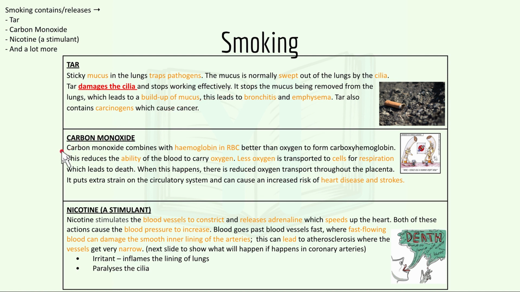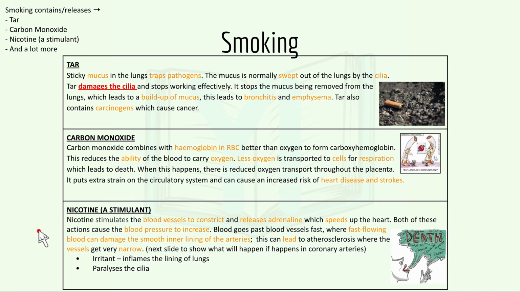And carbon monoxide combines with hemoglobin in the red blood cells better than oxygen to form carboxyhemoglobin. And this reduces the ability of the blood to carry oxygen, and therefore less oxygen is transported to cells for respiration, which causes heart disease and strokes.